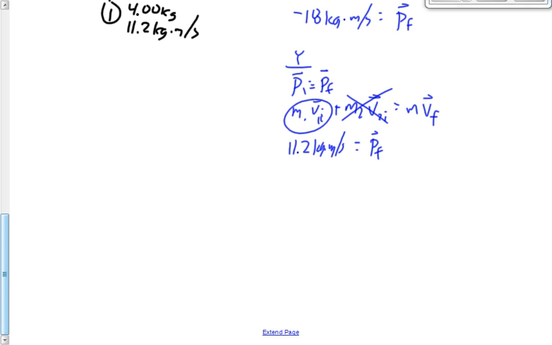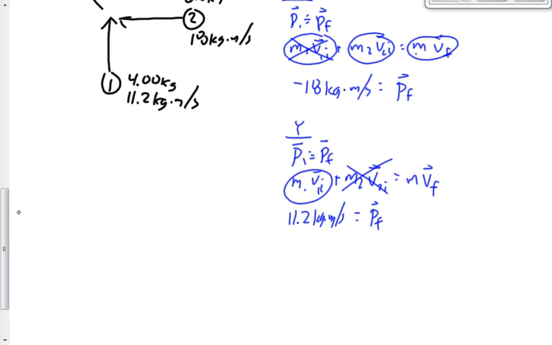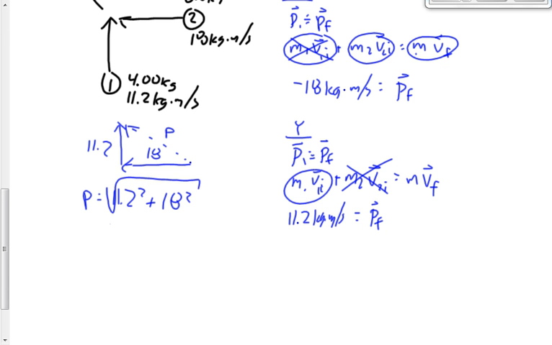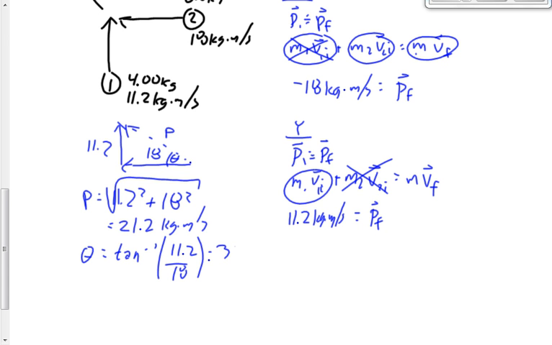We can do our Pythagorean Theorem thing, but we first have to draw a vector diagram. We've got 18 to the left, and we've got 11.2 up. The final momentum is equal to 11.2 squared plus 18 squared, square root it. And when we do that, we end up getting 21.2. The angle right there is the inverse tan function of 11.2 over 18, and that gives us 31.9. This is going to be north of west.